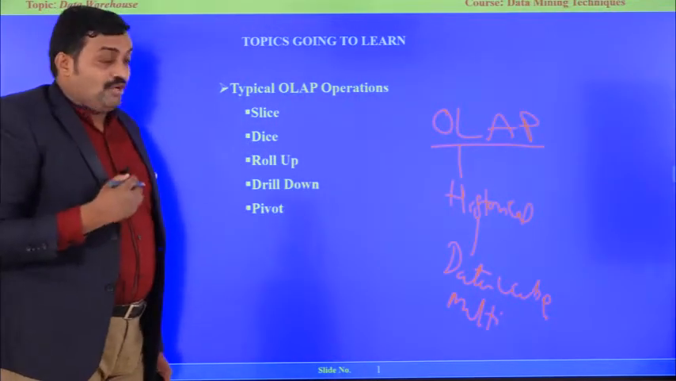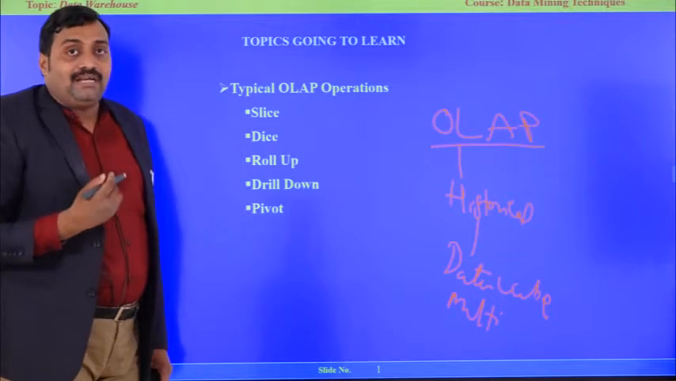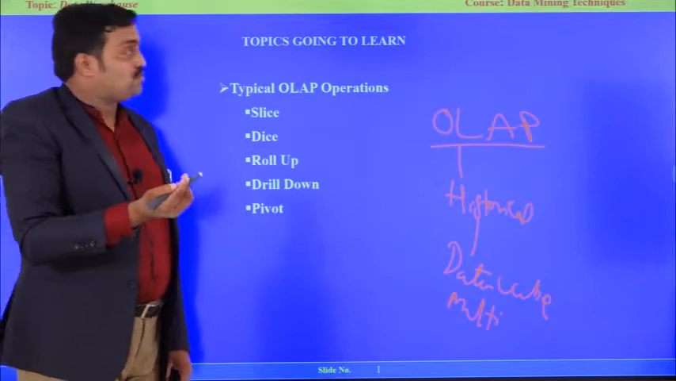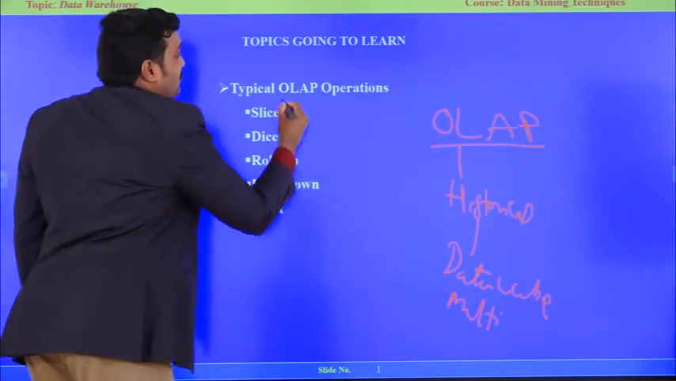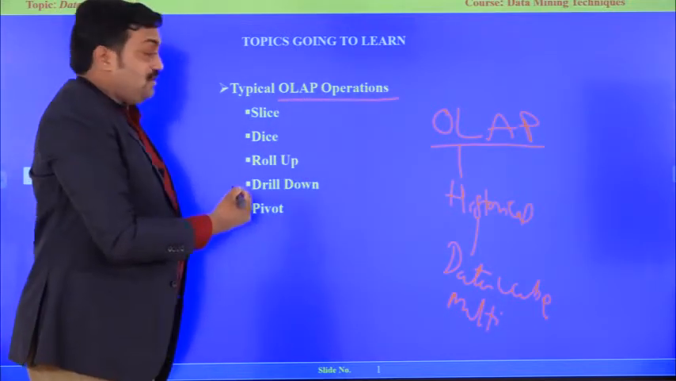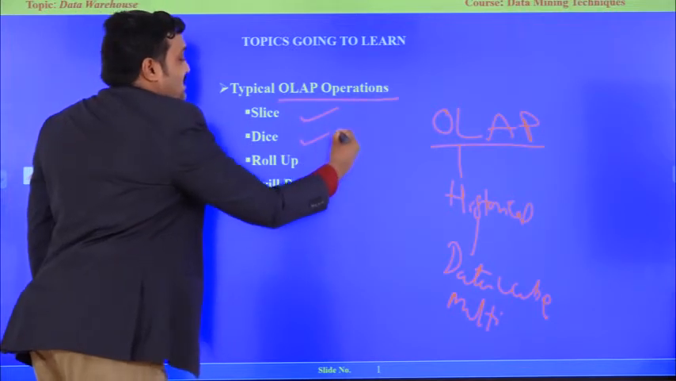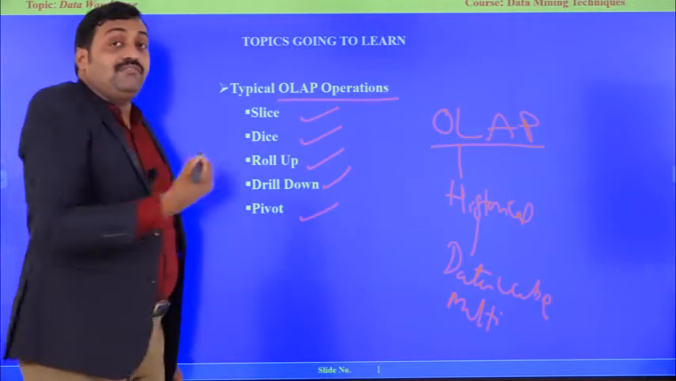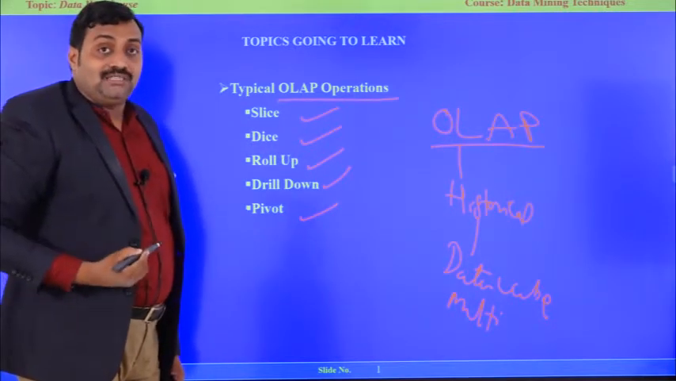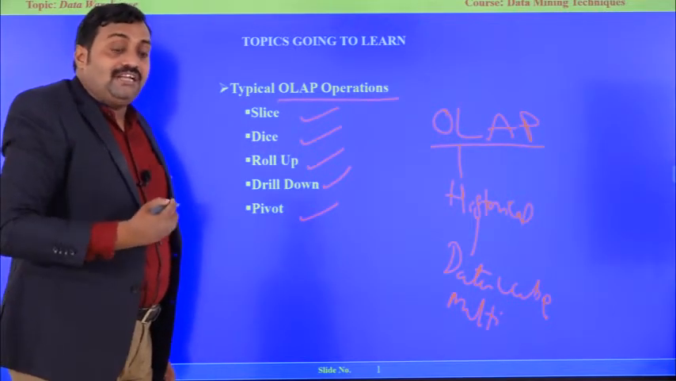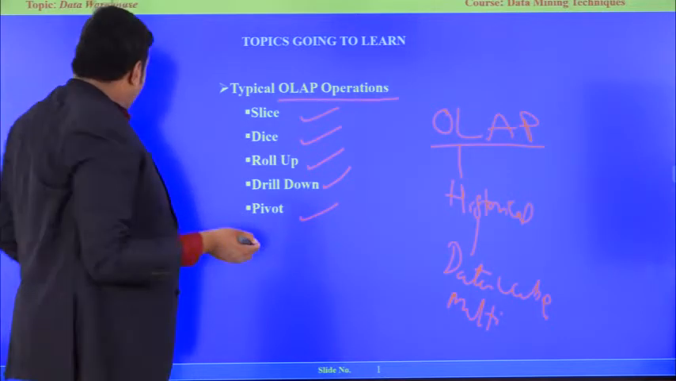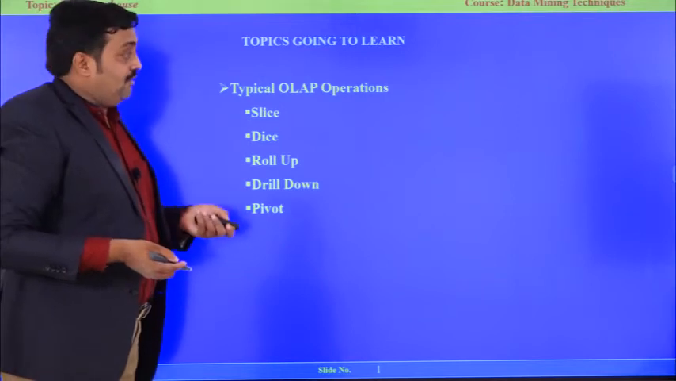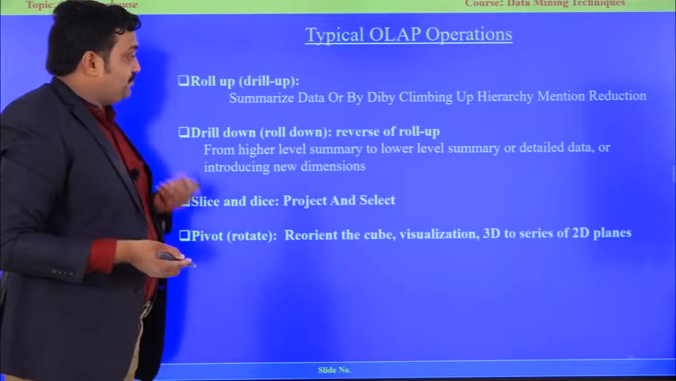So we use the OLAP model to get information from the data cube, which is available in the data warehouse. Then what are the various OLAP operations? Slice, dice, roll up, drill down, pivot. These are the very important operations used to get information from the data cube. Now we can see one by one how these operations happen in a data cube.